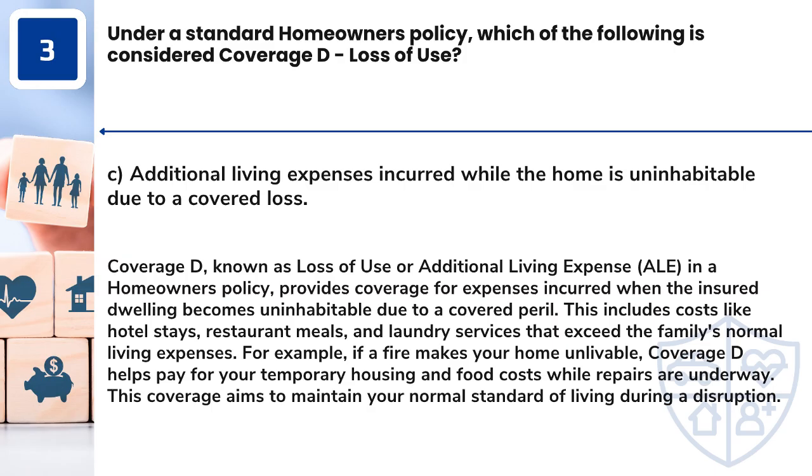Answer: C. Additional living expenses incurred while the home is uninhabitable due to a covered loss. Coverage D, known as loss of use or additional living expense, ALE, in a homeowner's policy, provides coverage for expenses incurred when the insured dwelling becomes uninhabitable due to a covered peril. This includes costs like hotel stays, restaurant meals, and laundry services that exceed the family's normal living expenses. For example, if a fire makes your home unlivable, Coverage D helps pay for your temporary housing and food costs while repairs are underway. This coverage aims to maintain your normal standard of living during a disruption.